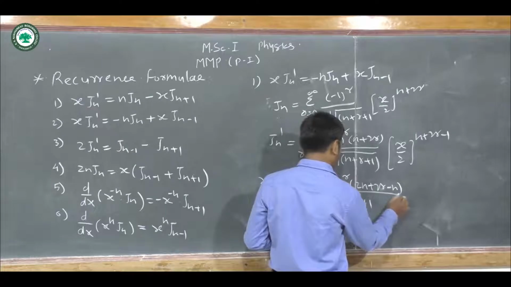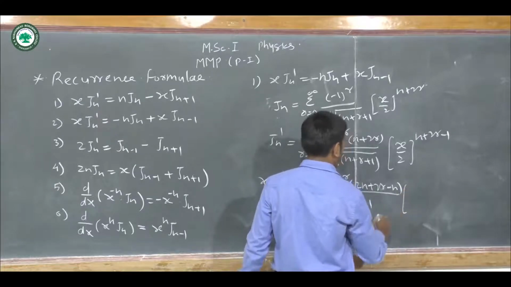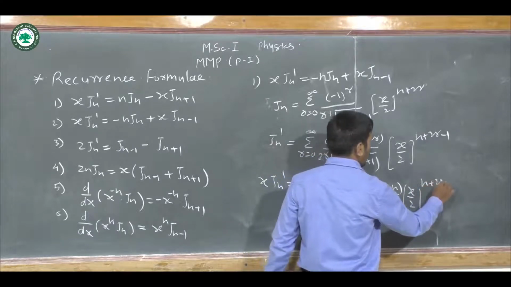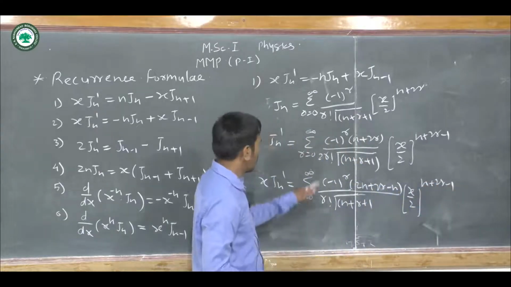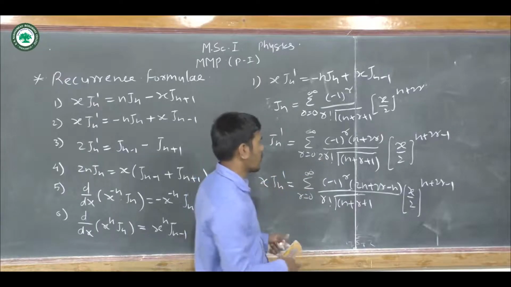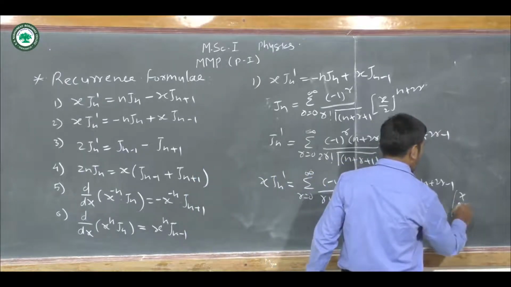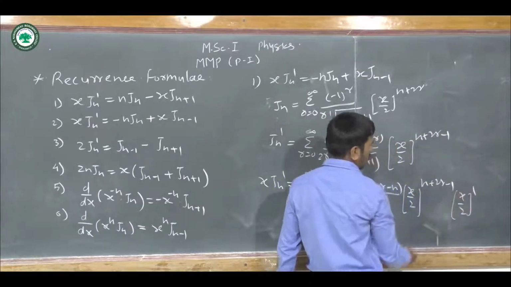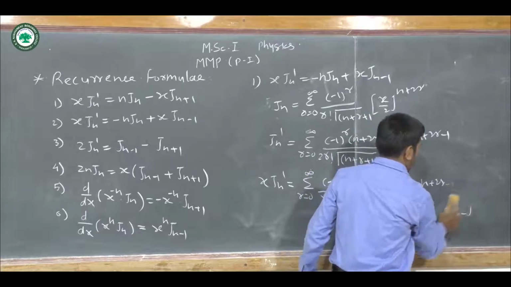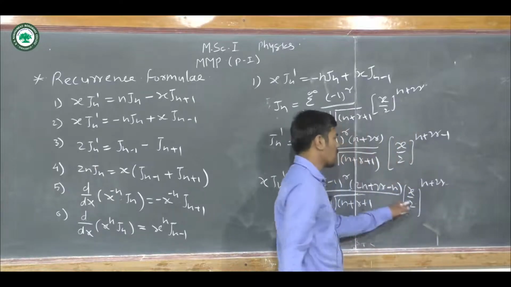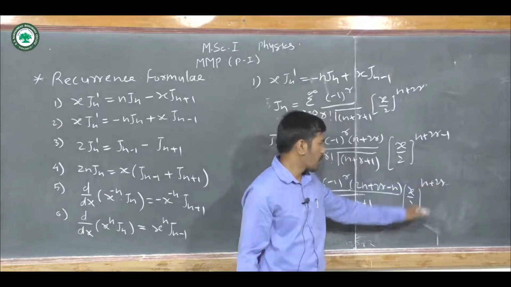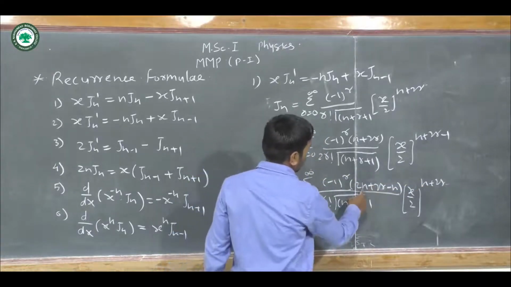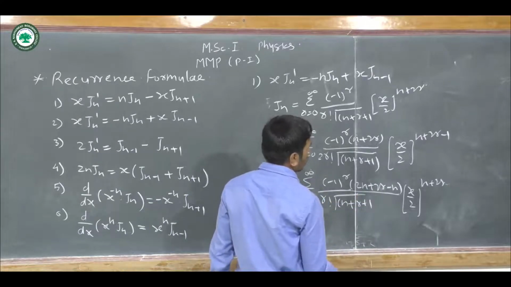Into x by 2 power n plus 2r minus 1, and this 2 and this x we can write as x by 2 power 1 plus 1. So this plus 1 minus 1 will be cancelled out, so the power for this x by 2 will be n plus 2r. Now just split these brackets, 2n plus 2r and the minus n.